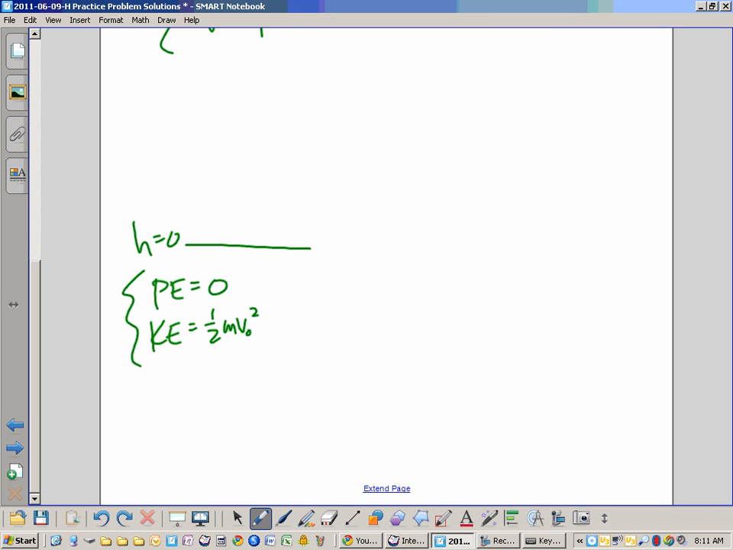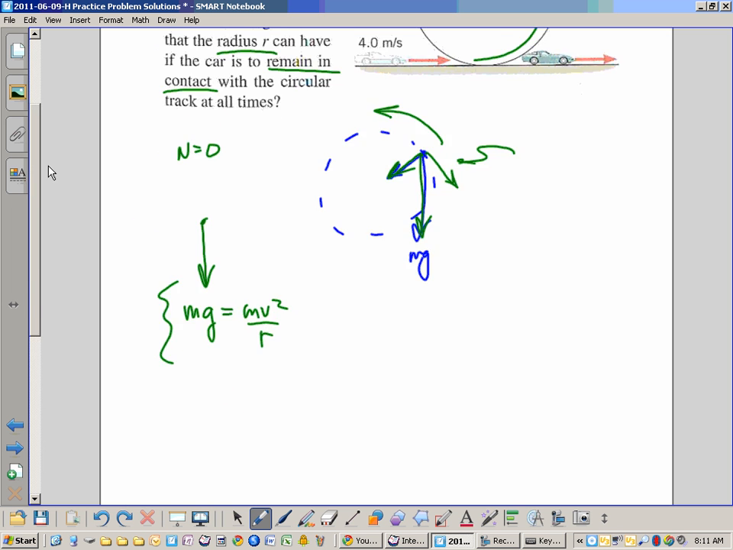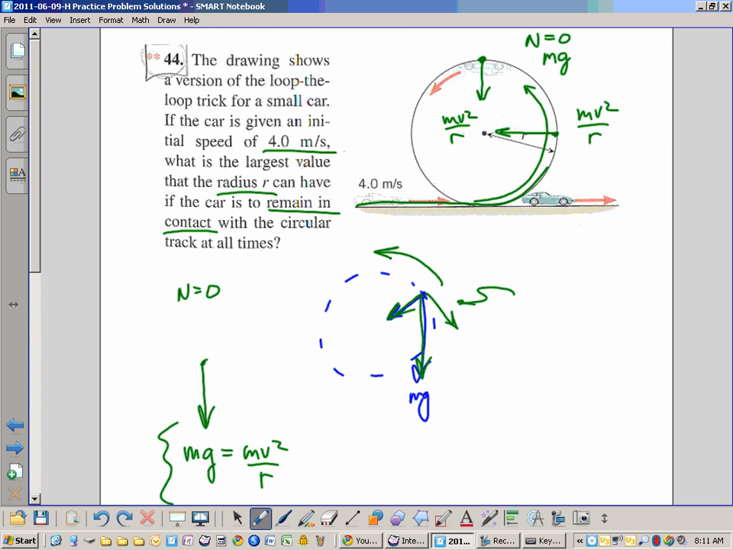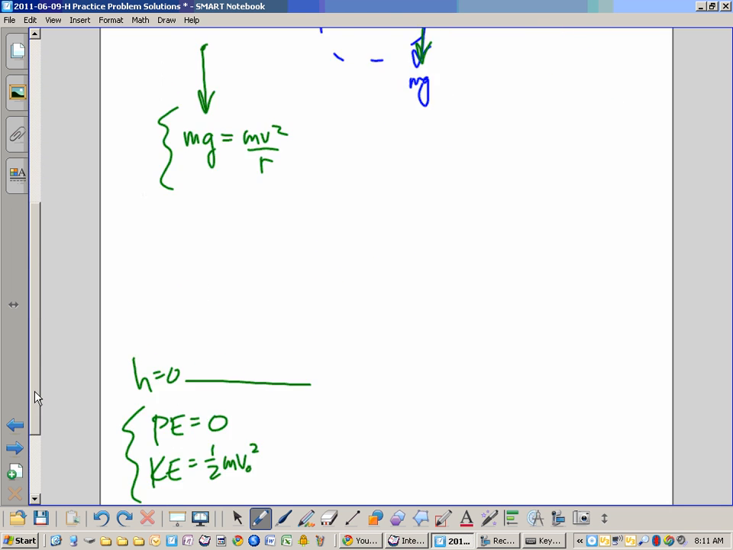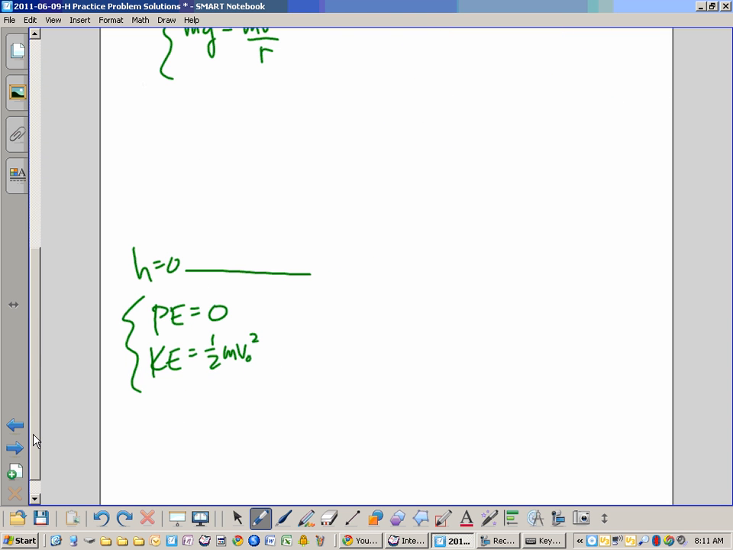Why is that true? What are the forces acting on the car while it goes around the loop and goes out this way? Gravity and normal force, but the normal force is perpendicular. So the only thing doing work on the car is gravity. Gravity is a conservative force. That means we know that energy will be conserved. That's what this is right here.